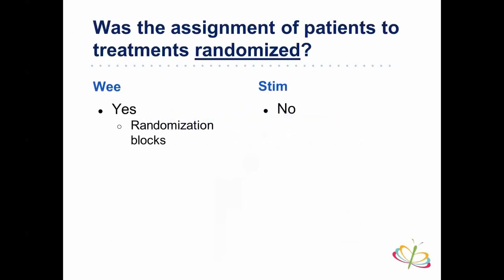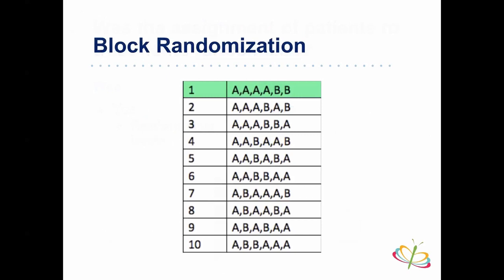So the first question is, was the assignment of patients to treatments randomized? For the Quickly, yes, and they used randomization blocks. We're going to quickly talk about block randomization. So it's when investigators divide the subjects, in our case patients, into subgroups, and this is just an example. It's not how our investigators divided them. So they divide them into subgroups called blocks, so that the variability within each block is less than the variability between the blocks.